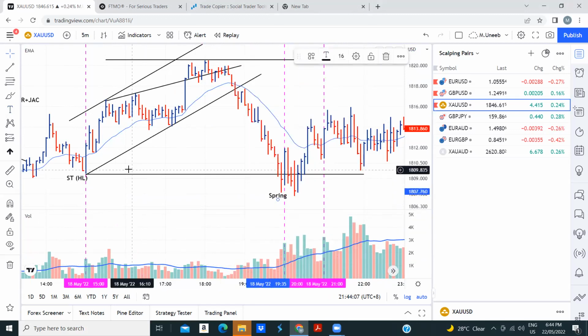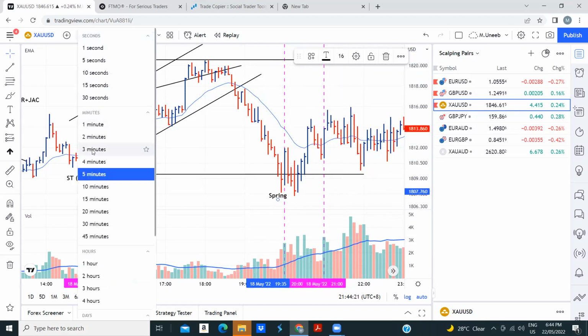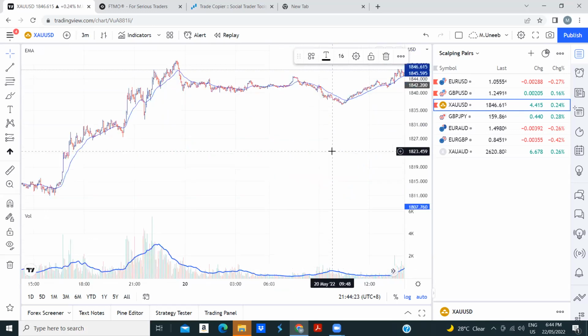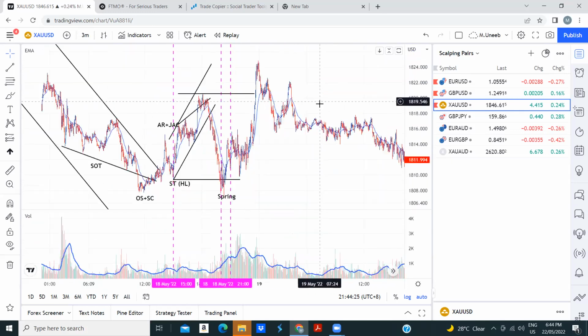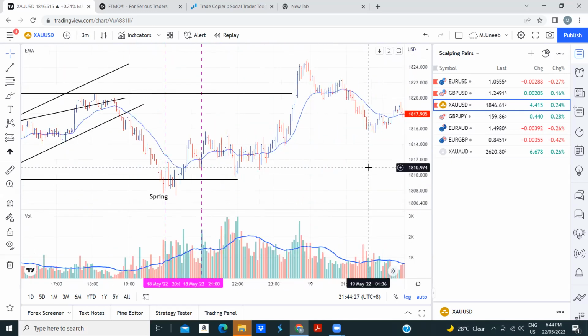So can we say that at the intraday London low, the bias is bullish? At the intraday London high, the bias is bearish. Between intraday London high and low, the bias is bearish, right? Yeah. Now, if you go to the 3-minute time frame, what do we notice? Yes, we have a spring here. You already know that.